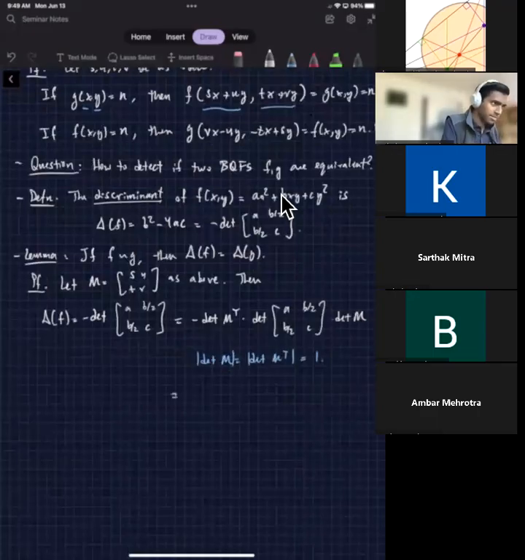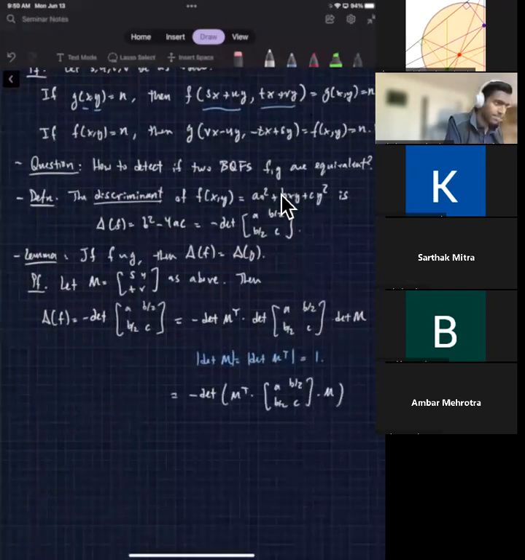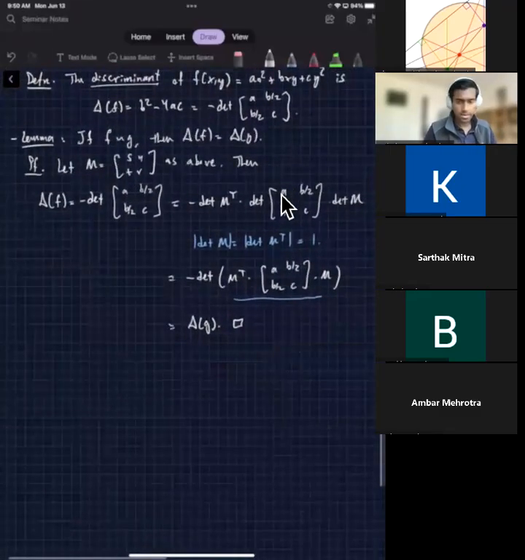And now by the multiplicativity of the determinant, this is just minus the determinant of M transpose times (a, b/2; b/2, c) times M. And now you might recognize this product of three matrices as being the matrix corresponding to g. And so by the definition of discriminant, this is equal to the discriminant of g. So the discriminant is invariant under equivalence of BQFs.